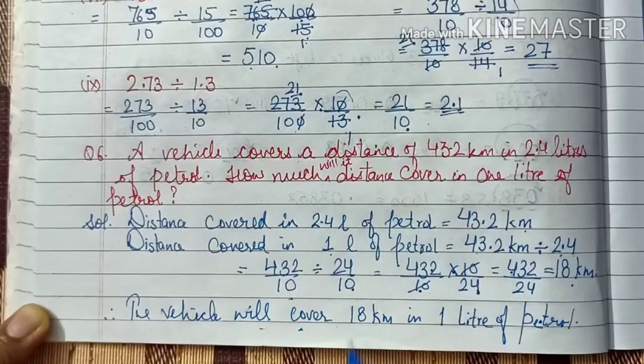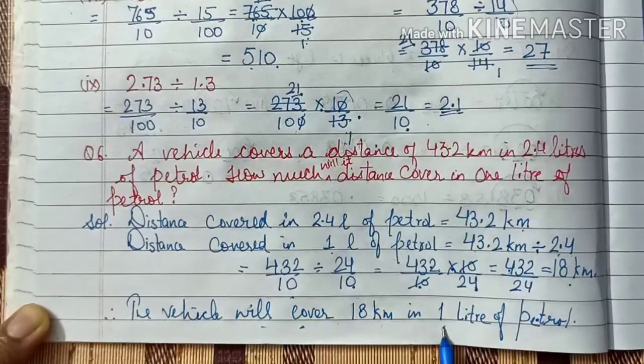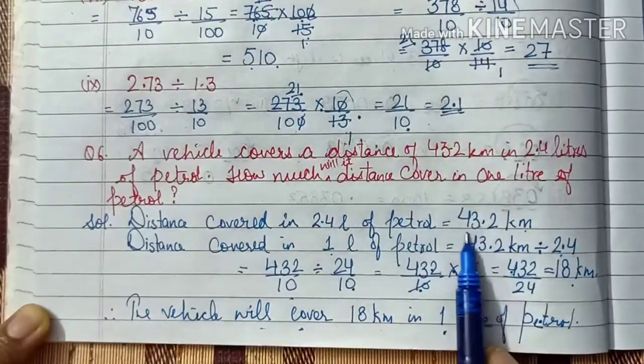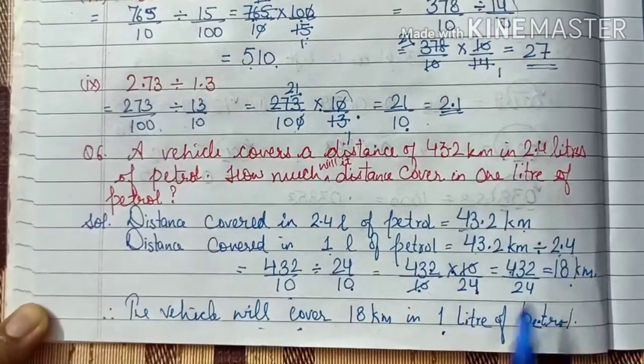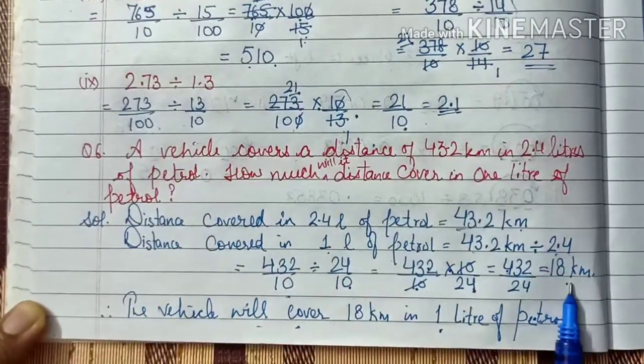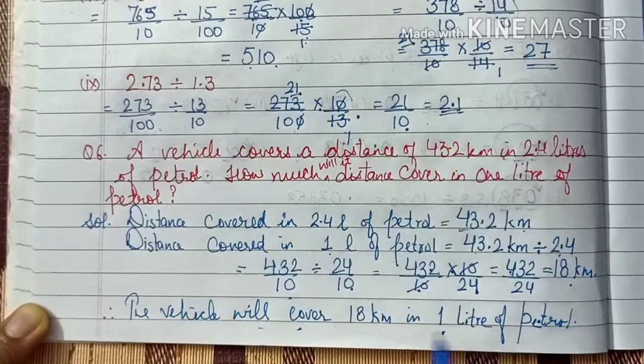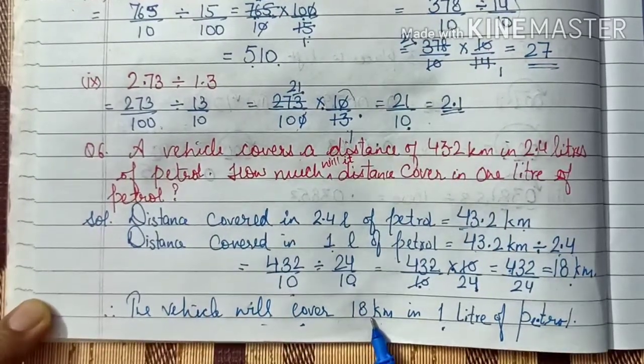So, to find distance covered in 1 liter, we will divide here this 43.2 km by 2.4 liter. Okay, so answer is 18 km. So this was the solution of question number 6.